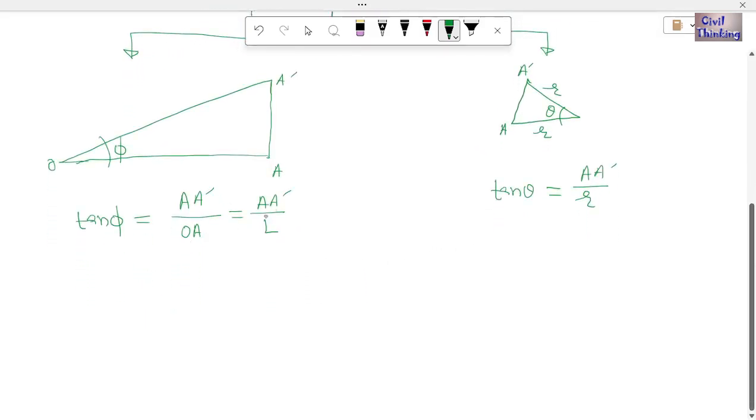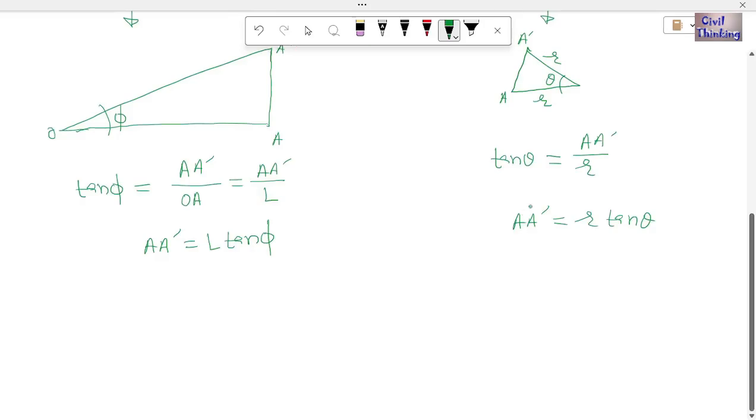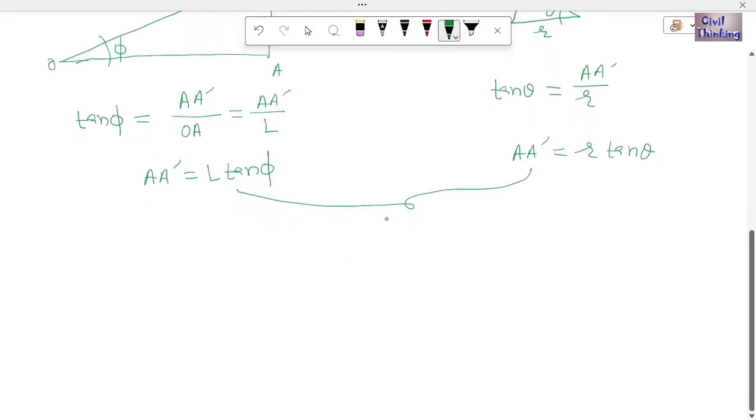Now from here we will find a dash, and from here we will find a dash again. From here a dash is going to be L tan phi, and from here a dash is going to be R tangent of theta. Since they are both equal to a dash, they are equal. So from these two I can write L tan phi is r tan theta.